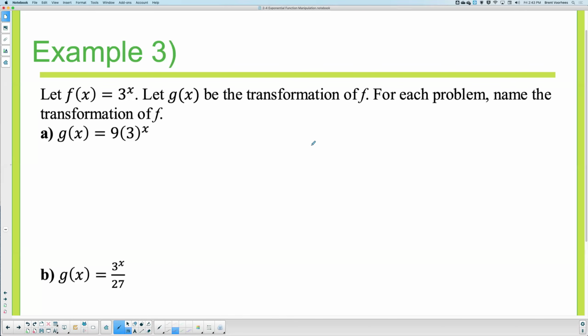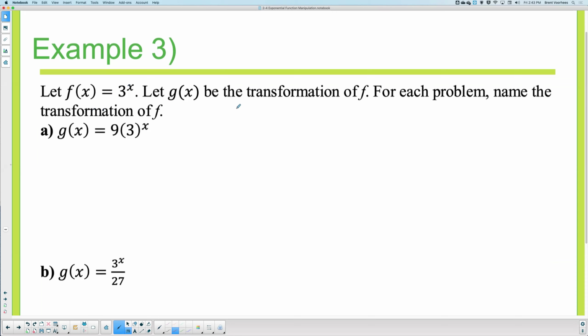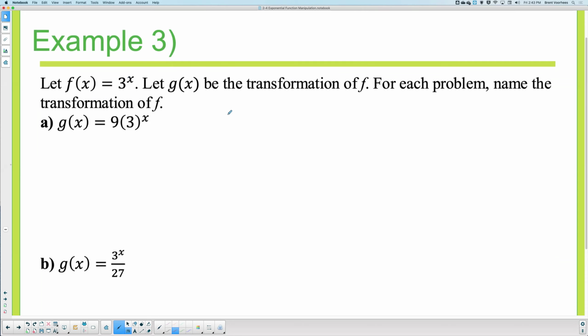Example 3. From here on out, on this example, let f of x equal 3 to the power of x. Let g of x be the transformation of f. For each problem, name the transformation. We're not only going to name the transformation, we're also going to apply our properties just for good practice, okay? On this one, what transformation has occurred from f of x to g of x here? What has changed? What do you see has changed from f of x being 3 to the power of x to g of x, 9 times 3 to the power of x? This right here. That's the only thing that's changed.